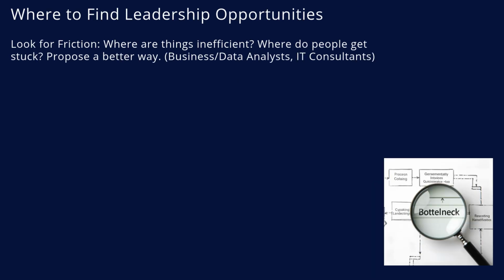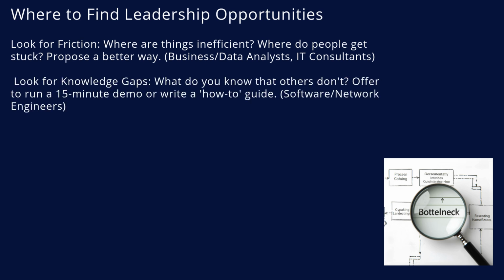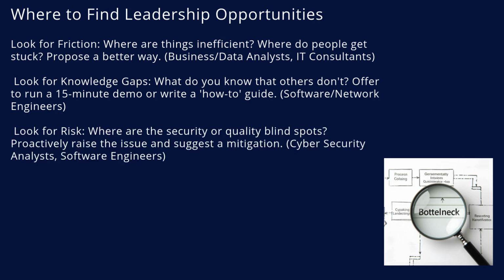First, look for friction. Where a process is slow, clunky, or confusing, this is a goldmine for business analysts and IT consultants to step up and suggest improvements. Second, look for knowledge gaps. Is there a tool or a part of the system that you understand well but others struggle with? This is a perfect chance for software and network engineers to lead by sharing knowledge. Third, look for risk. Where are the potential security flaws or quality issues that no one is talking about? Cybersecurity analysts and engineers can lead by proactively identifying these threats and proposing solutions.